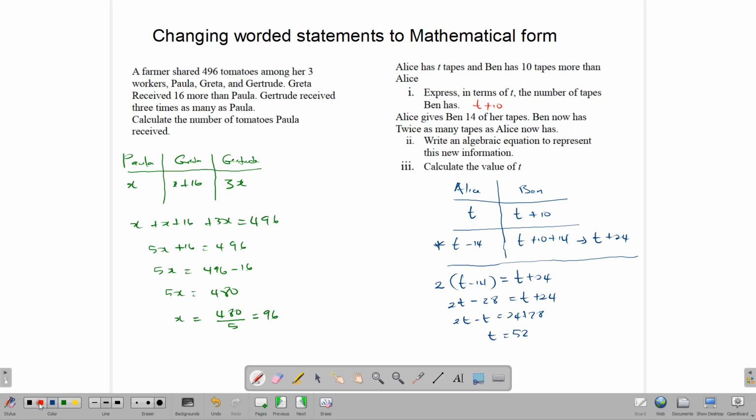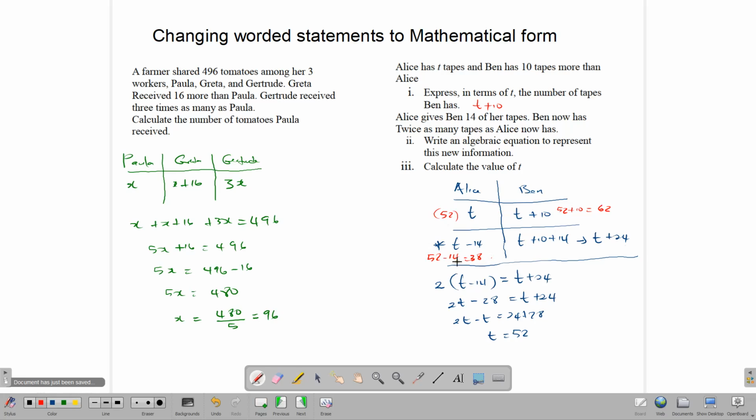Now let's check it according to the process. Just checking to see if our answer is correct. If Alice has 52 tapes, then Ben will have 52 plus 10, which gives us 62. Now, if Alice gives away 14, then she's going to lose 14 tapes. So 52, take away 14. 4 from 12 is 8, and 1 from 4 leaves 3. So she would now have 38 tapes.